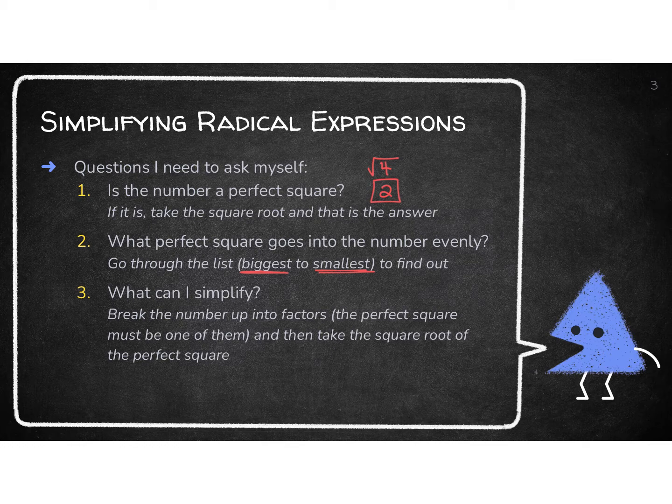So you're going to break the number into factors. The perfect square must be one of them. And then you take the square root of each of them. So words don't mean a lot. Let's go ahead and look at some examples here.